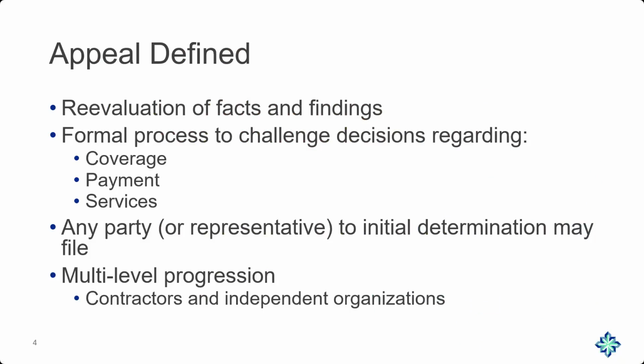Now, I've used the term party, and I'm doing quotation marks in the air, a couple of times, but let me define that further. A party is a person or an entity with a right to appeal an initial determination. So this includes the beneficiary, participating provider, suppliers, or an applicable plan such as liability, no fault, or workers' comp insurance. The appeal process also consists of multiple levels as well as contractors and independent organizations.